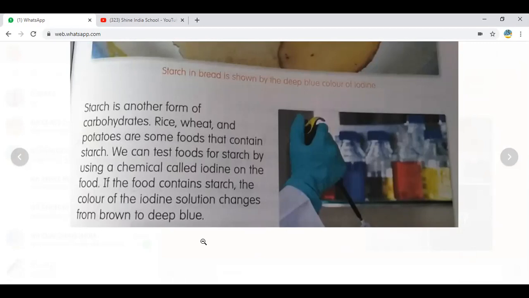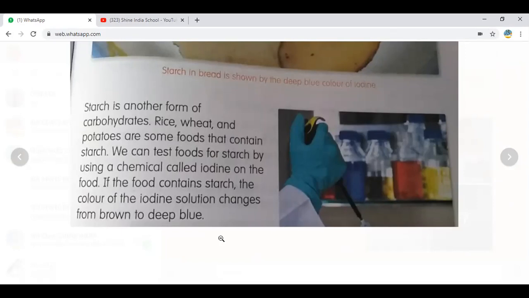Next, we can test foods for starch by using a chemical called iodine on the food. What is the chemical we are using to test the starch or the carbohydrates? Iodine. If the food contains starch, the color of the iodine solution changes from brown to deep blue. If the food has starch or carbohydrates, then the iodine solution changes from brown to deep blue.